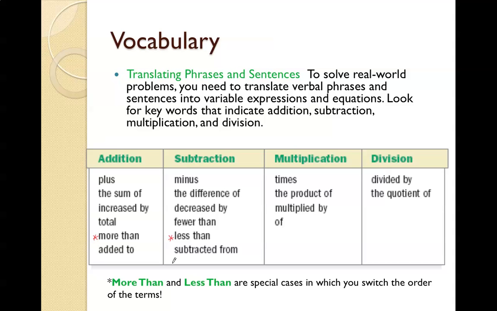Then we have multiplication, which is times, the product of, multiplied by, of, and division, which is divided by, the quotient of. Down here we have more than and less than. They are very special cases in which you switch the order of the terms. You need to remember, with more than and less than, there should be a little light bulb that goes off in your head every time you see that this is a special case, so I have to do something differently. And we'll be talking about that in some of our examples.